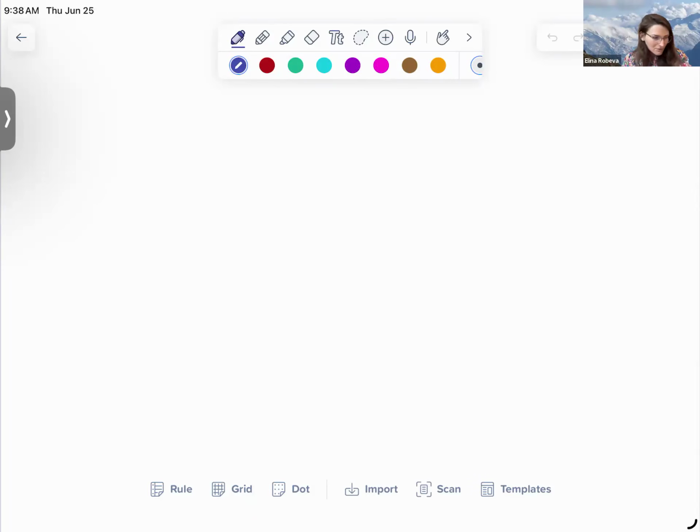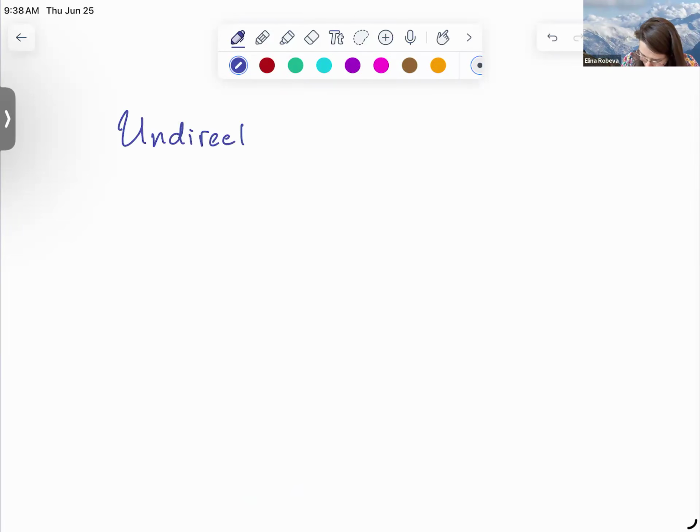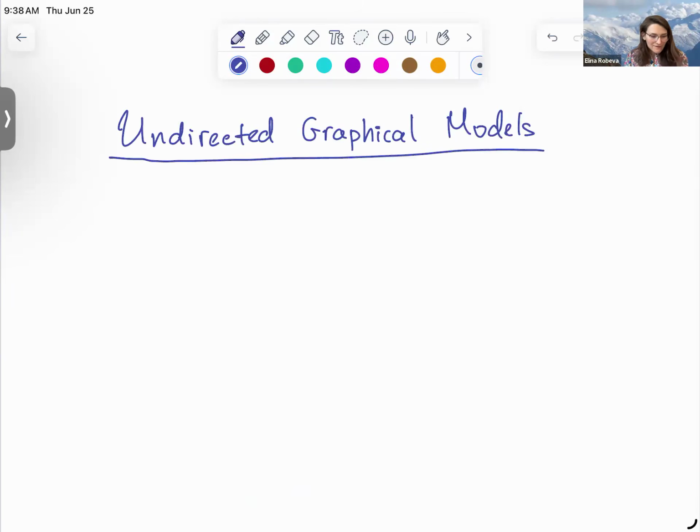Okay. Thank you. So today I'll talk about two kinds of graphical models. There's undirected graphical models and directed graphical models. And I'll start by talking about undirected graphical models, with an example.